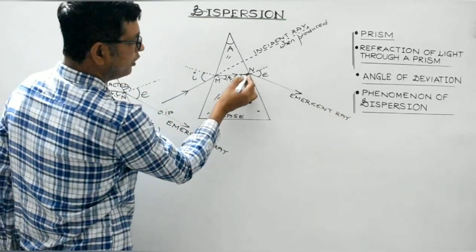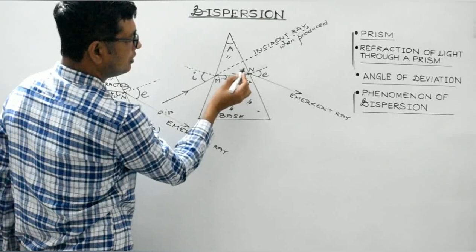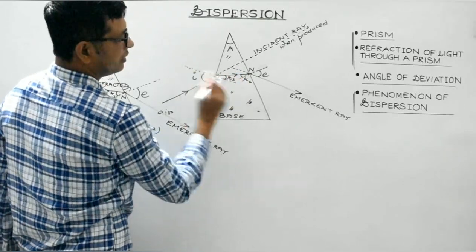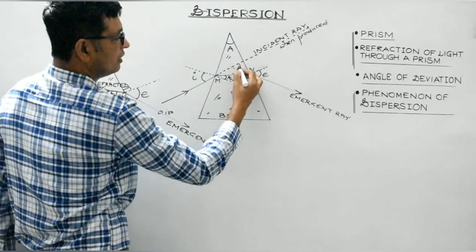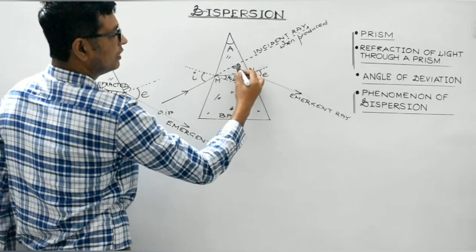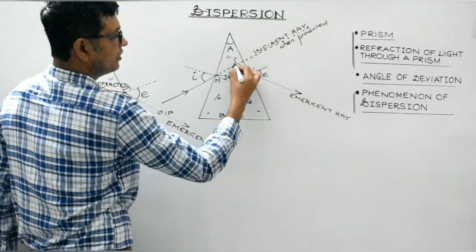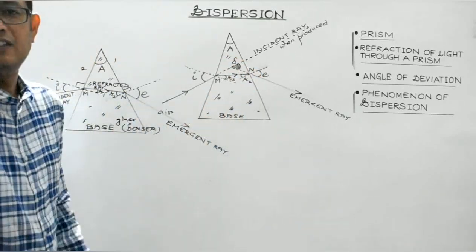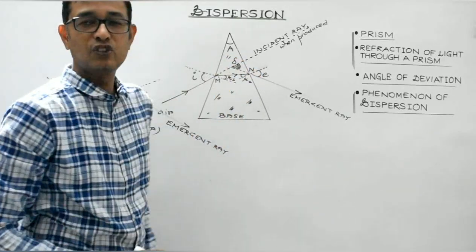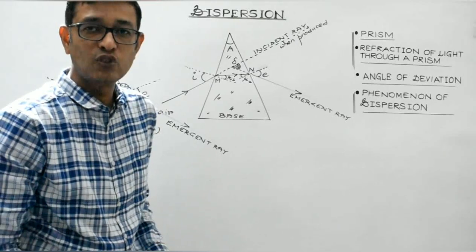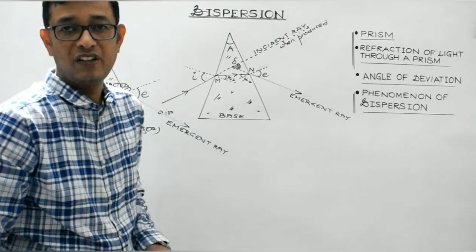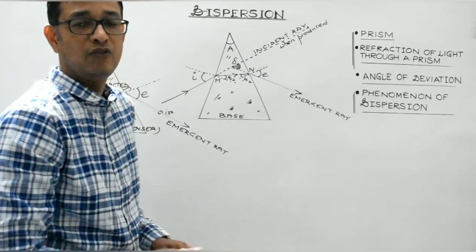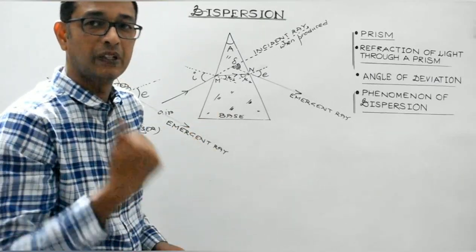So if you produce it in the backward direction, then the angle which the emergent ray makes with the incident ray when produced is known as the angle of deviation. This is known as the angle of deviation, represented by del. This is the symbol which is known as del. It is used to represent the angle through which light gets deviated when it is made to pass through a prism.